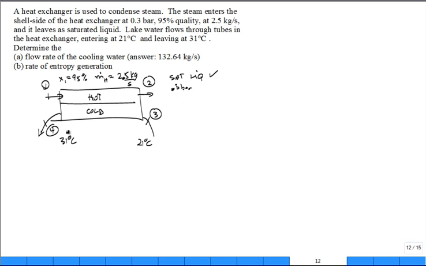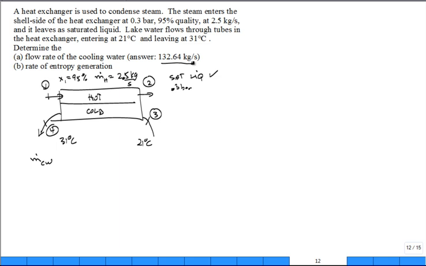Determine the flow rate of the cooling water. So what is the mass flow rate of the cooling water that's going through from 3 to 4, the cold fluid? And here's the answer, that many kilograms per second. But how did we get the answer to part A? How do you get the answer?